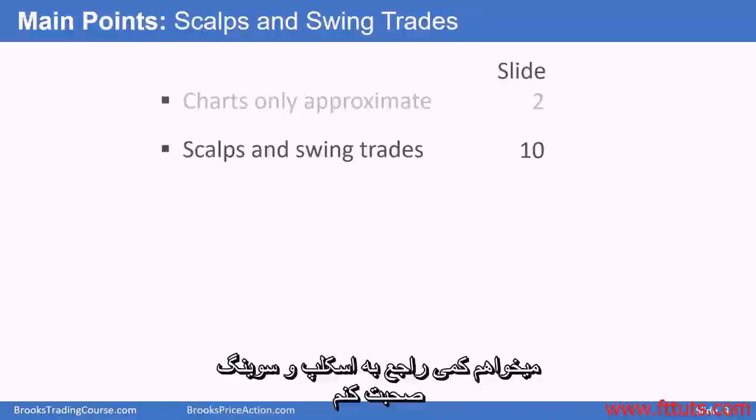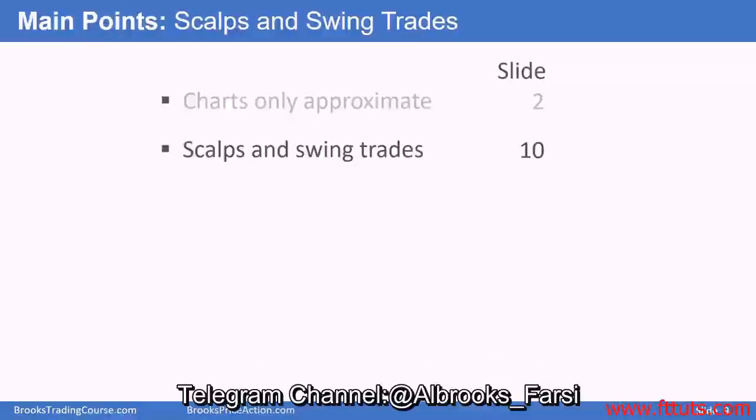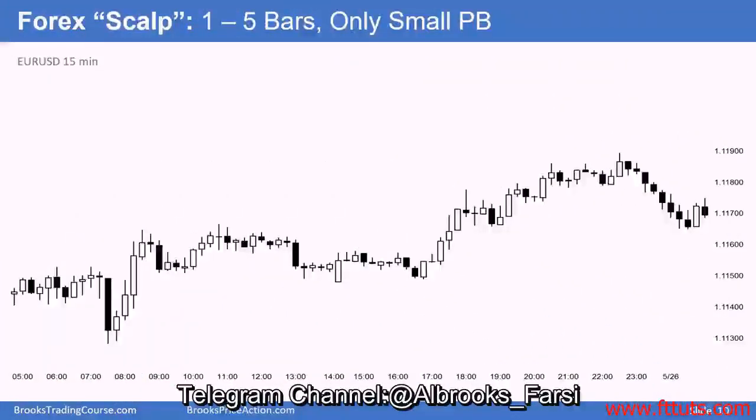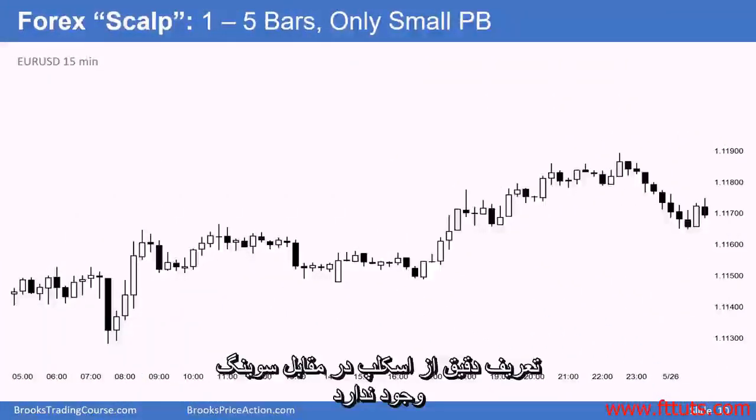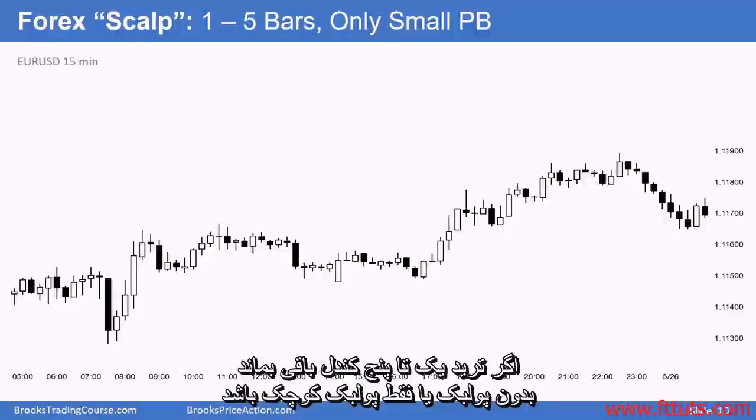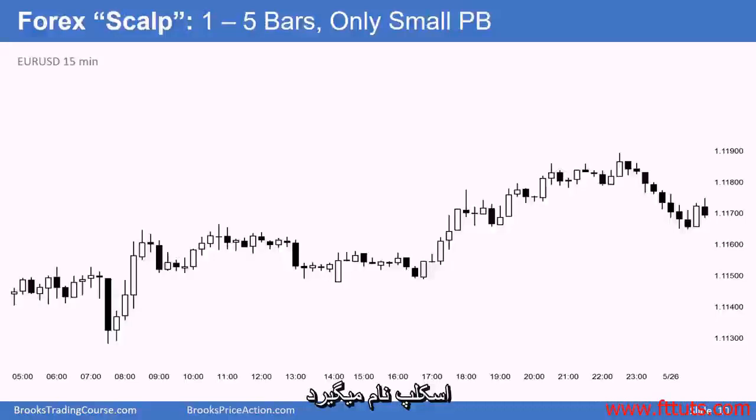I want to talk a little bit about scalping and swing trading. There's no clear definition of a scalp versus a swing trade. And in general, if a trade lasts 1 to 5 bars and there are no pullbacks or you allow only a minimum pullback, it's a scalp.